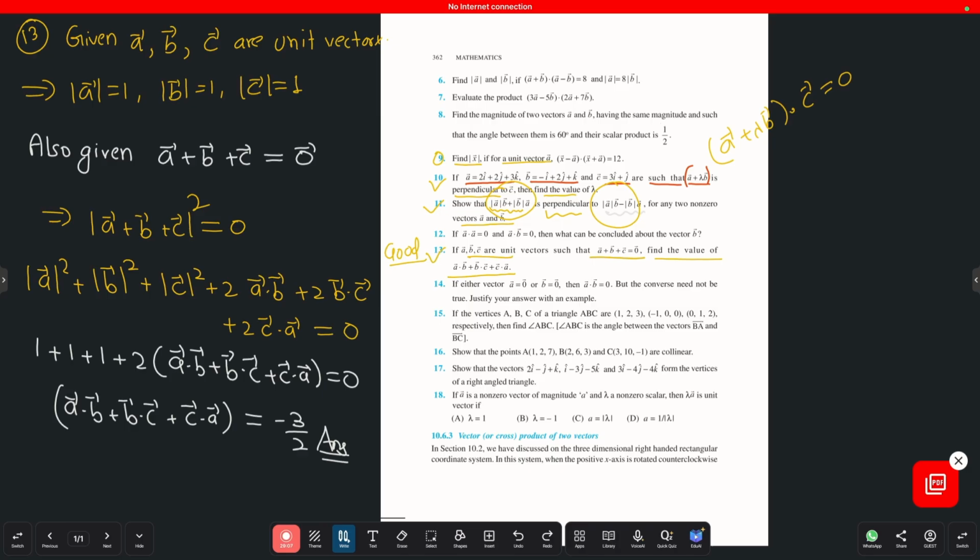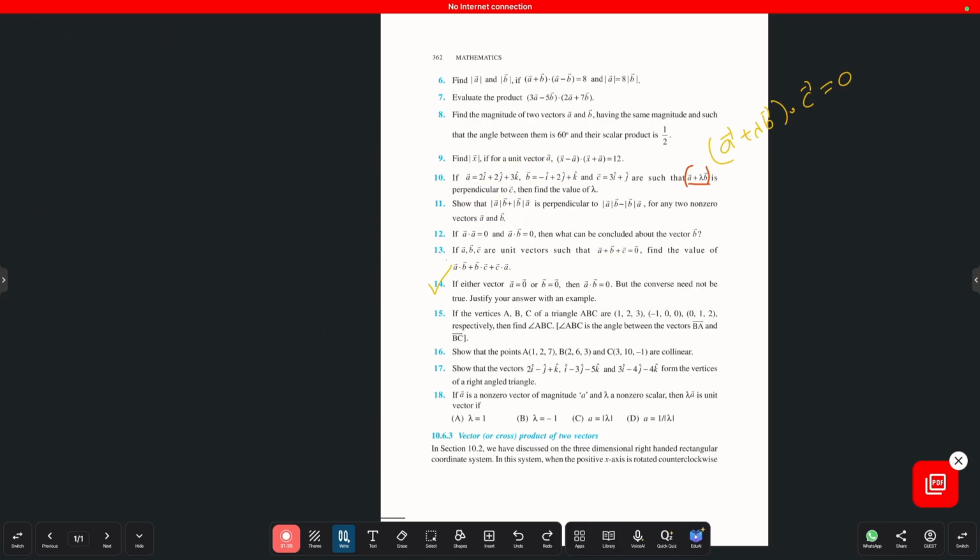Very easy. Question number 14. If either vector A is 0 or vector B is 0, either or, not both together, then A dot B is 0. And this is definitely correct. If one vector is 0, then 0 dot any vector is 0. Correct? This is correct. But the converse need not be true. Justify your answer with an example.